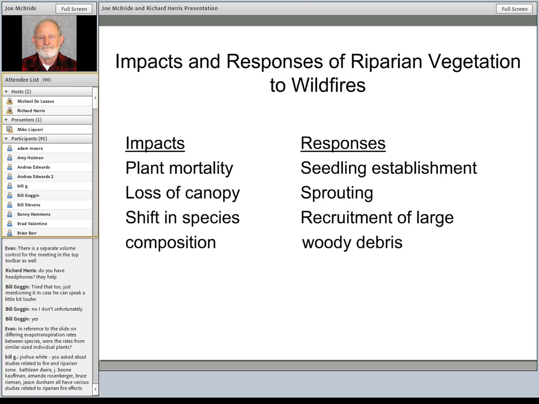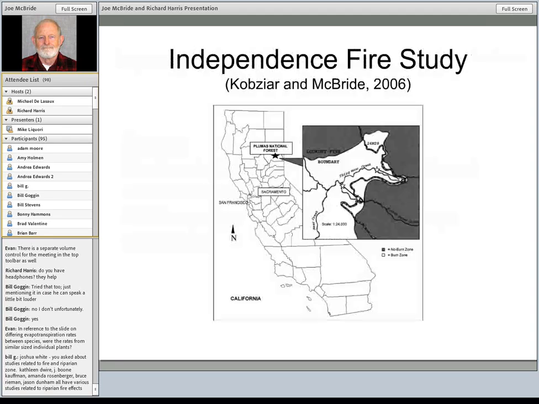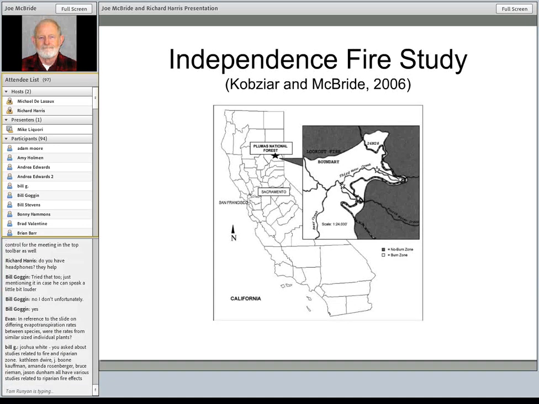We can lose canopy cover. We can also see shifts in species composition. And the responses that plants have to wildfires involve sprouting, new seedling establishment, and recruitment of large woody debris. Next slide just shows an area of a study I conducted with one of my graduate students back in 2006. There was a fire in Plumas County, became known as the Independence Fire, and it occurred on Third Water Creek and Fourth Water Creek, which are tributaries to the Middle Fork of the Feather River.